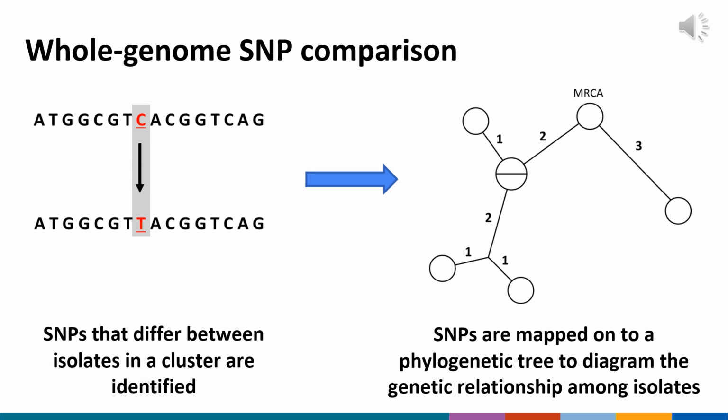Whole genome SNP comparison is performed to identify SNPs that differ between isolates in a genotype-matched cluster. SNP stands for single nucleotide polymorphism, which is a mutation at a single position in the DNA sequence. The identified SNPs can then be mapped onto a phylogenetic tree to diagram the genetic relationship among the isolates.